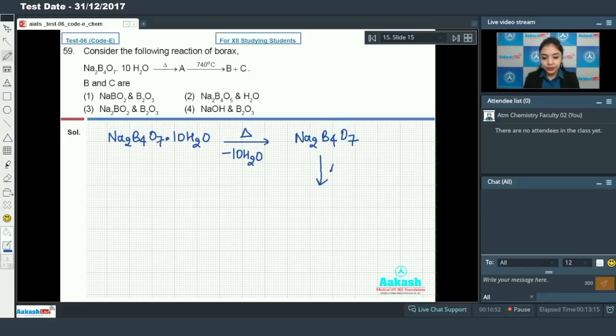Now if we heat it further, it will form sodium metaborate, that is NaBO2, plus boron anhydride, that is B2O3. At first this is a transparent liquid, and further it will solidify and form the borax bead, and the borax bead test is very important to identify the transition metals. So in this case this is B and this is C. So option number 1 will be the correct answer.